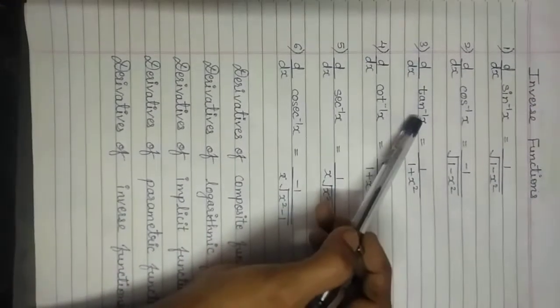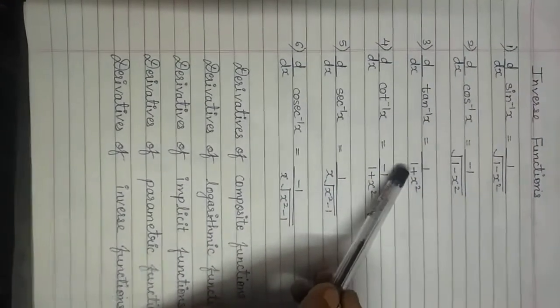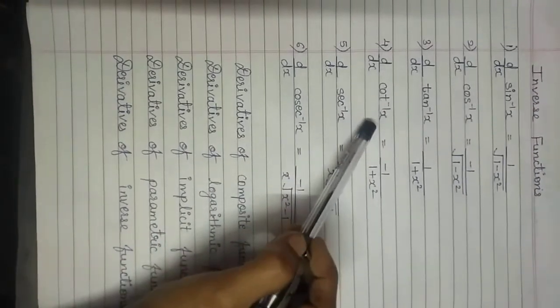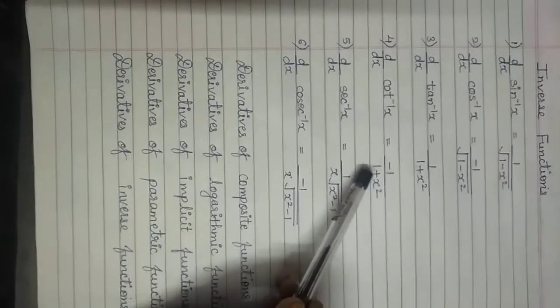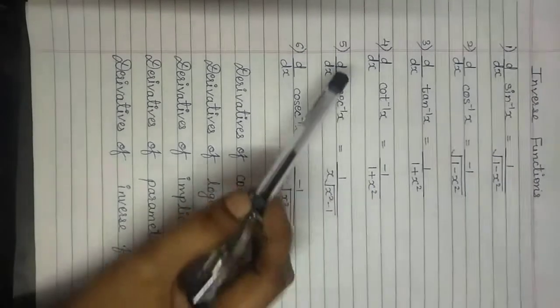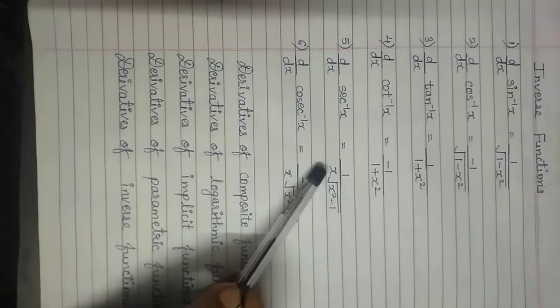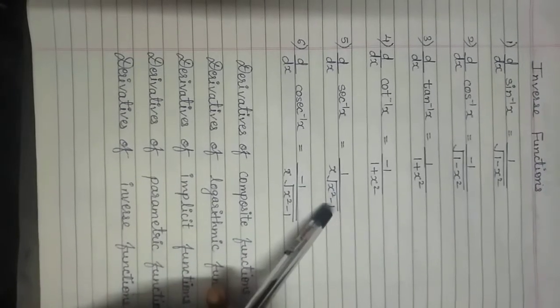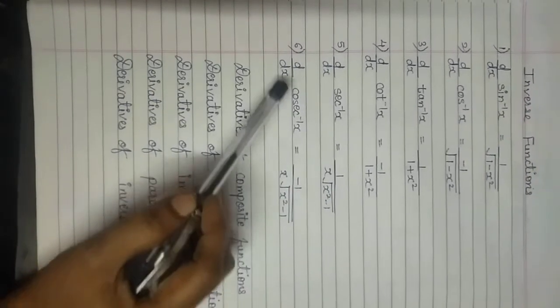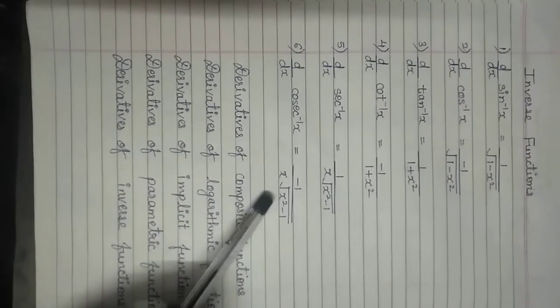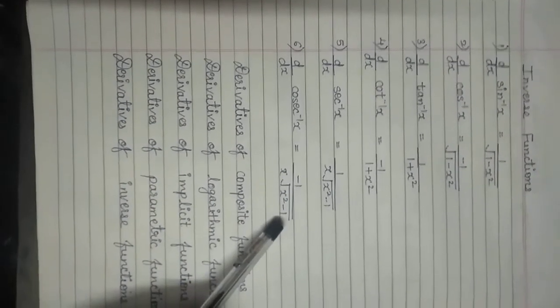Derivative of tan inverse of x is 1 upon 1 plus x square. Derivative of cot inverse of x is minus 1 upon 1 plus x square. Derivative of sec inverse of x is 1 upon x into under root x square minus 1. Derivative of cosec inverse of x is minus 1 upon x into under root x square minus 1.